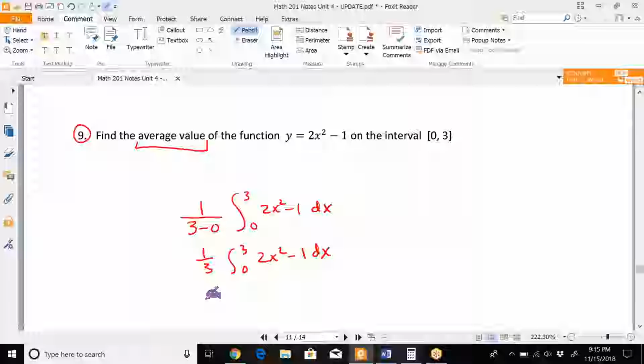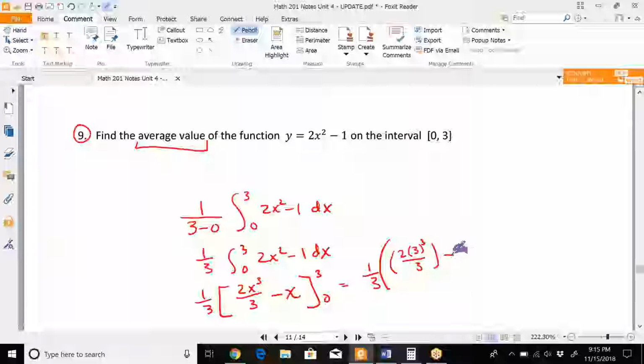I'm going to take my antiderivative. So that's going to go up to the third. So 2x to the third over 3 minus x from 0 to 3. So I have my 1/3 out front, big parentheses, excuse me, 2 times 3 to the third over 3 minus 3. So all of that is actually the first evaluation. Then we have to do 0 into this. So that would be 2 times 0 cubed over 3 minus 0.